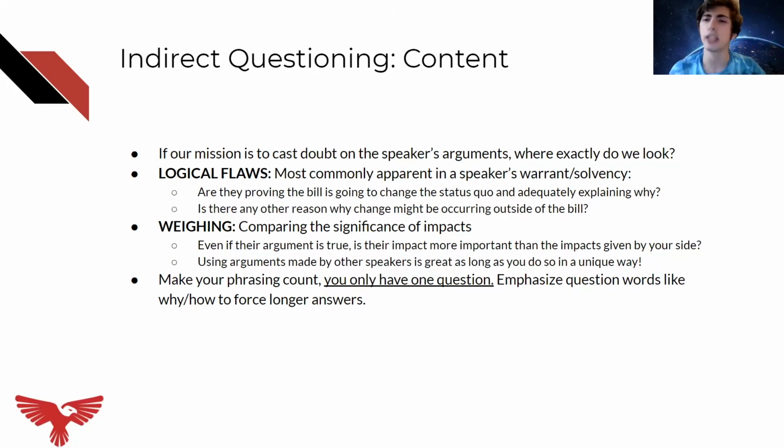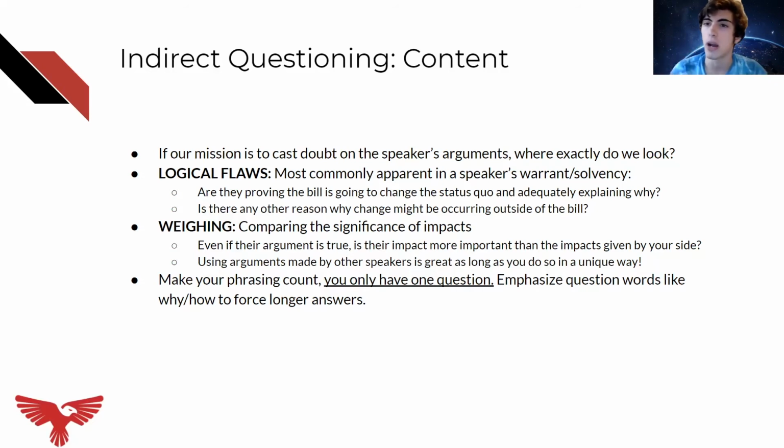Now, under the impression that somebody has given a speech so perfect you can't find a single flaw underlining their argumentation, there is still a way to ask them questions effectively, and it's through weighing. If somebody believes that their argument is untouchable, what you can do is compare the significance of their impacts to things that your side has said. In essence here, this boils down to one question to keep in mind. Even if their argument is true, is their impact more important than the impacts given by your side?